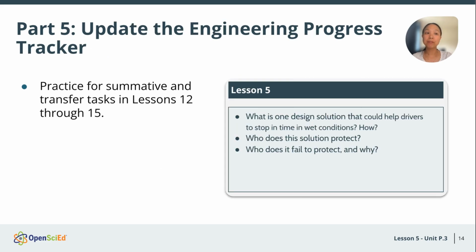Students then come up with a potential solution to help drivers reduce the likelihood of running a red light in wet road conditions. Now, this is the second time in the unit that students update their engineering progress tracker. I encourage my students to reflect on the science ideas and thoughtfully come up with a design solution, as this learning activity is practice for the summative and transfer tasks coming up in lessons 12 through 15.